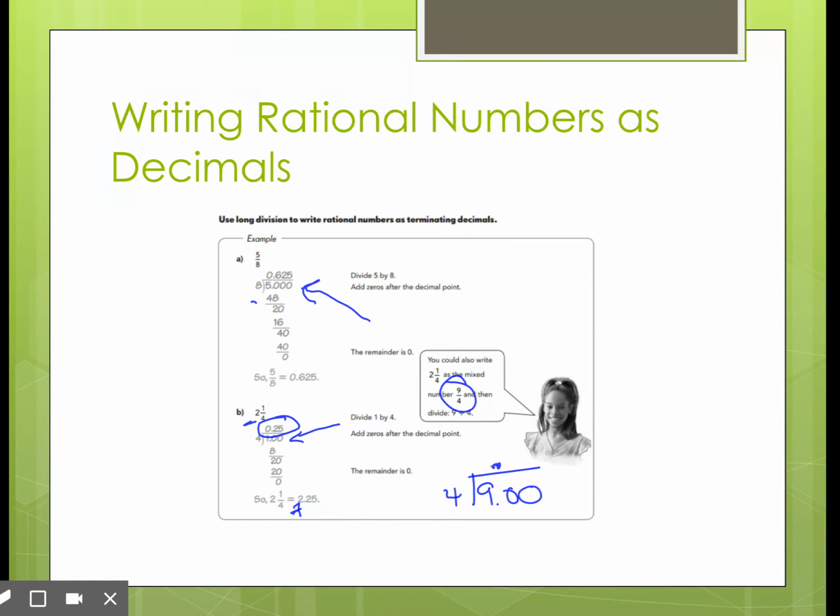4 goes into 9 2 times. That's 8. Bring down the 1, subtract, bring down the 0. 4 goes into 10 2 times. 8, subtract. We have 2 and 0, and 4 goes into 20 5 times. So you wind up with the same answer, but it's just a little less steps if you bring that whole number in at the very end and put it in front of the decimal.